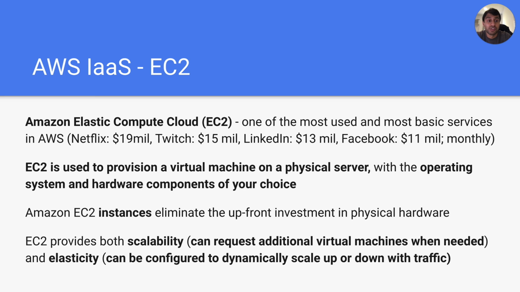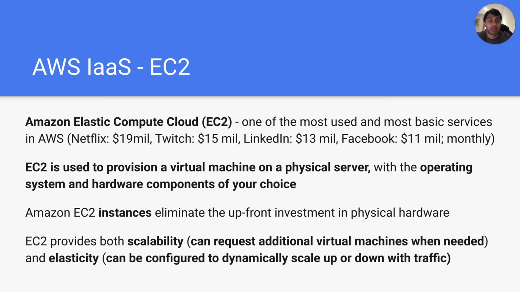EC2 is used to provision a virtual machine on a physical server with the operating system and hardware components of your choice. So again, to caveat here, when you provision an EC2 instance, as they're called, you're not getting a full physical server. You're getting a single virtual machine on a physical server. Remember, virtualization made it possible for one physical server to become many servers. And so virtual machines is the granularity that customers request cloud capacity in. If it's easier for you to visualize this though, you can just keep thinking of it as a separate physical computer.